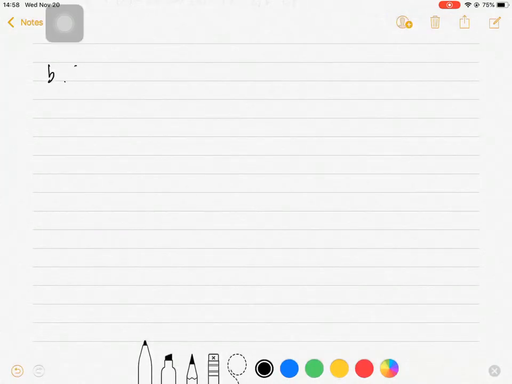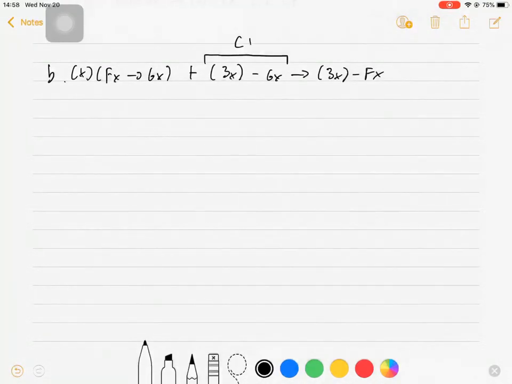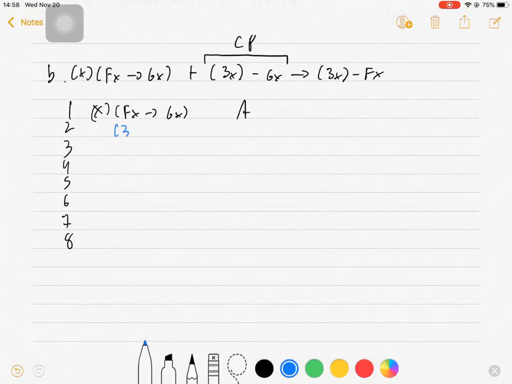B says the following. So this is, again, something where we can probably do a conditional proof with it. And I would recommend a conditional proof. You could try doing something else, but it would take a little bit longer. Start with our first premise. Start our conditional proof.